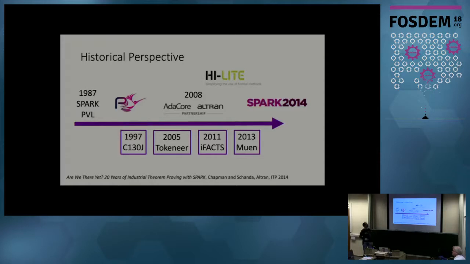So one of their first really big ones was the C-130J, which is a big military plane. And the mission computer application was done in Spark. They had also security, so that's more on the safety realm. They had a security project like Tokeneer, which was a project done by Altran for the NSA in 2005. And we'll talk about it a bit later, because in 2008, this project was open sourced. Because of this event, Altran partnered with AdaCore, and we convinced them that there was some value in pushing the technology forward in open source. So it's been GPL since then.